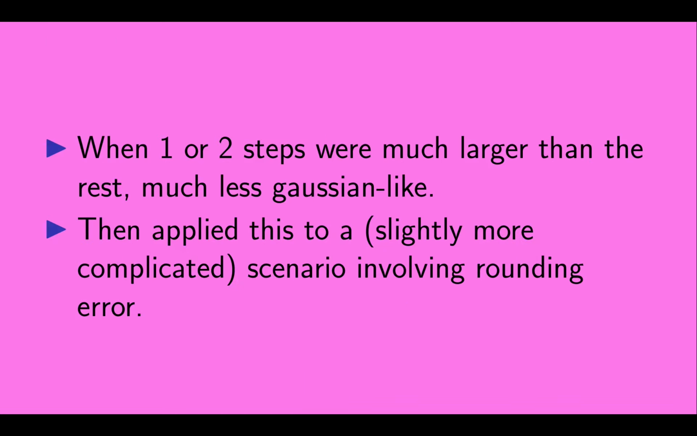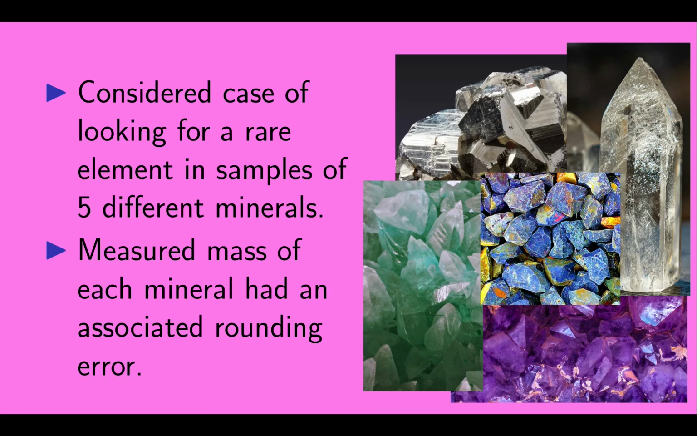When 1 or 2 steps were, on average, much larger than the rest, the ending distribution was much less Gaussian looking. We then applied these results to a scenario involving rounding error, albeit a scenario a bit more complicated than what we did before. We looked at a case of looking for a rare element in samples of 5 different minerals.